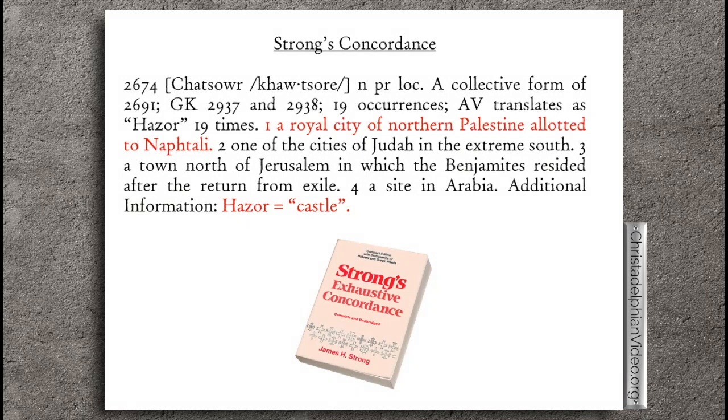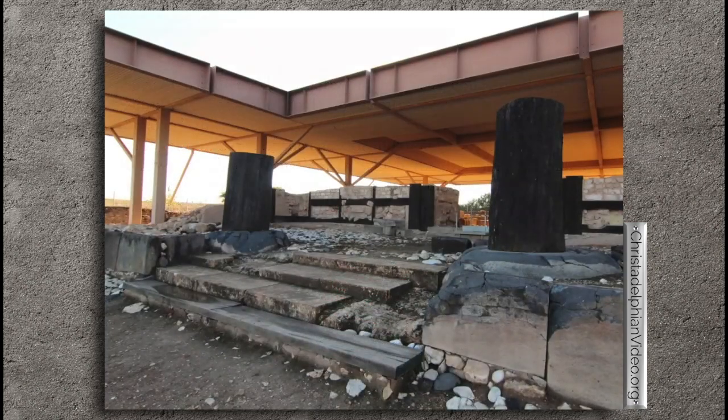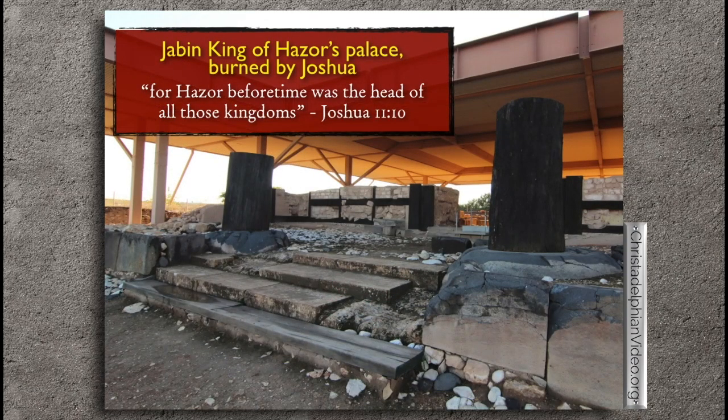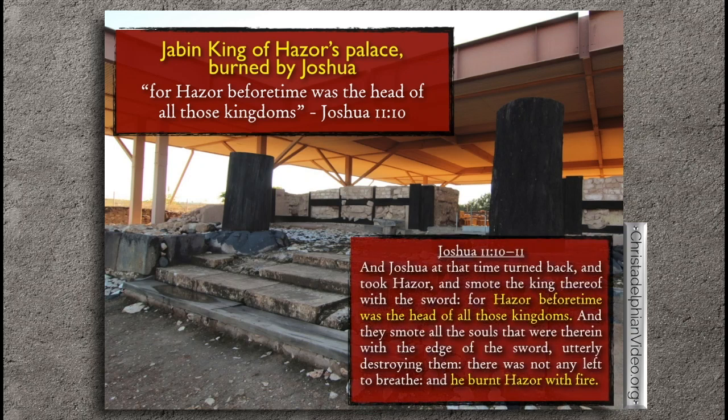So Hatzor, then, excavated by Yadin, it means the castle. It's the fortress in the northern city, in the north of the whole area of Palestine, as they call it there, the Canaanite city. And this is the temple of Jabin, king of Hatzor, the palace that Joshua burned with fire. Remember, we're told it was head of all those kingdoms. So this is the headquarters. But we're also told in Joshua chapter 11, verses 10 to 11, that it was burnt with fire. So Lane's going to tell us now about this palace.